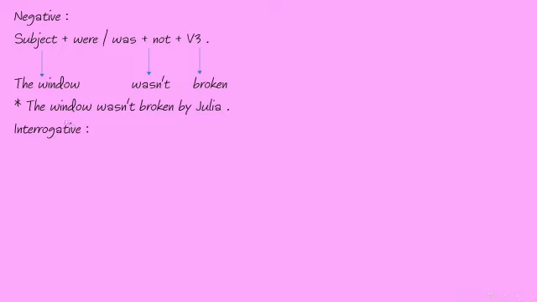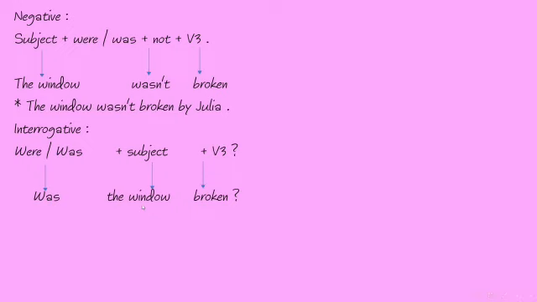In the interrogative في حالة السؤال: were or was plus subject plus verb 3 or past participle. اللي بيحدد لنا نستخدم were or was هو السبجكت إذا كان singular or plural. Example: was the window broken? In the WH question, the same thing: where, were or was plus subject plus past participle. Example: where was the window broken?